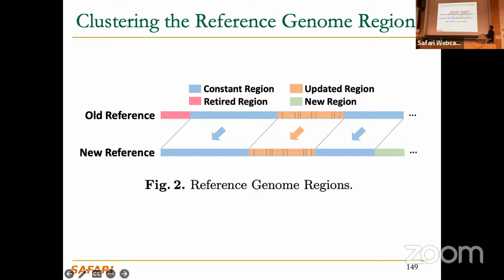We also have updated regions. Those are the regions that have slight changes, maybe some single character change, a few character changes between the regions. There are some regions that we call retired regions that do not appear anymore in the new reference genome. So they are completely gone, they are deleted. And there will be some regions that we call new regions that will be completely novel in the new reference genome. Those are basically the 4 complete changes that you can have between the old and the new reference genome.